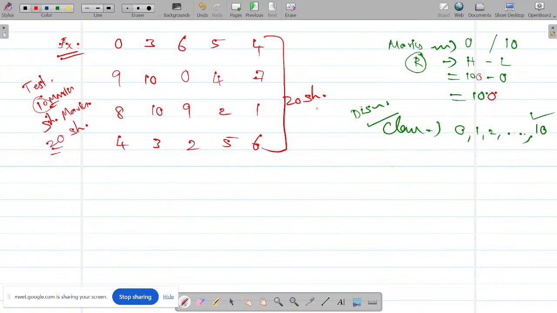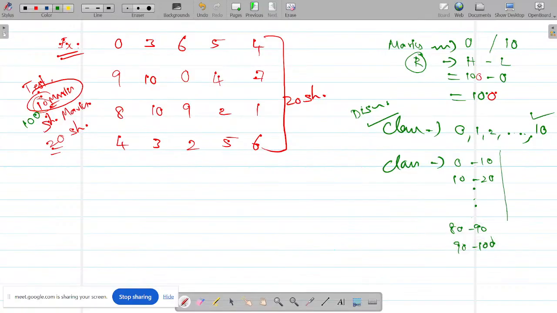In case this range happens to be 100 marks, which means the highest mark is 100 and the least mark is 0, instead of 10 marks I have 100 marks. What will happen? My range will be bigger, right? So in that case, how can I classify? I can have 0 to 10, 10 to 20, or either this way, like 80 to 90, 90 to 100.